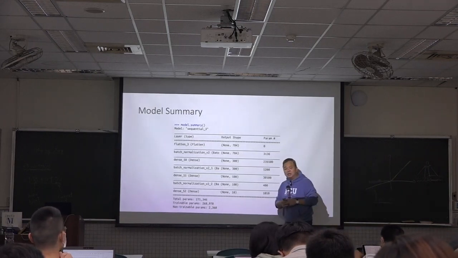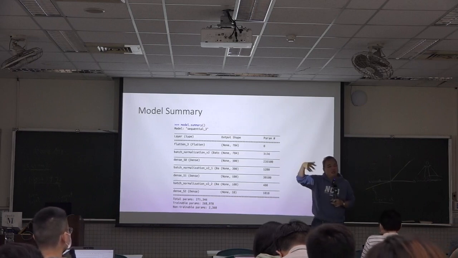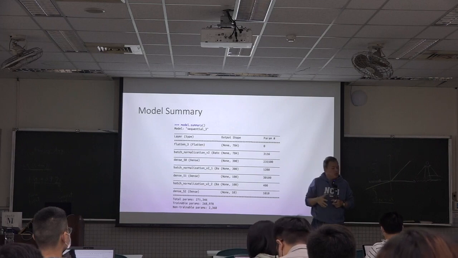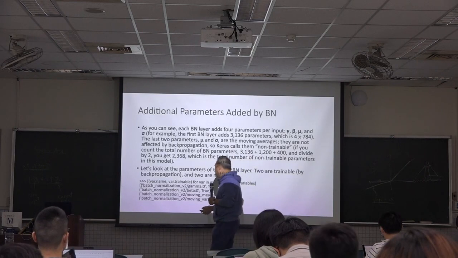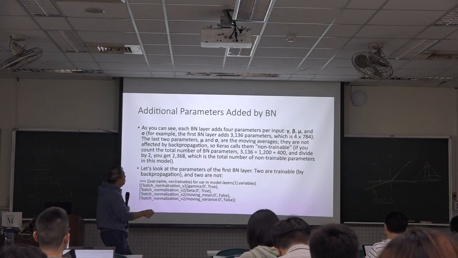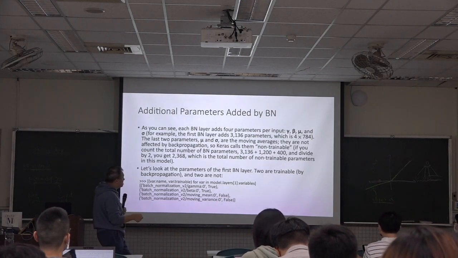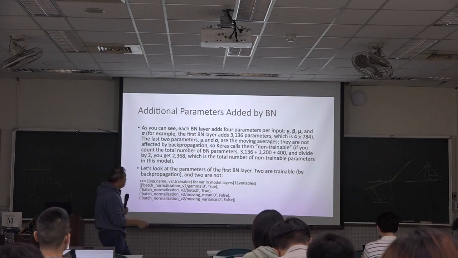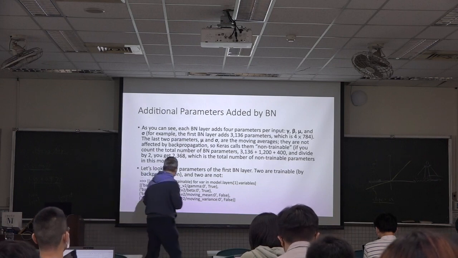Because those are mu and the sigma. Those parameters are computed from the batch, so they are not trainable. And you can see each BN layer adds four parameters. I already explained this. So we can look at the parameters of the first BN layer. Two are trainable and two are not trainable. The trainable ones can be adjusted by backpropagation, and the non-trainable are not affected by backpropagation.